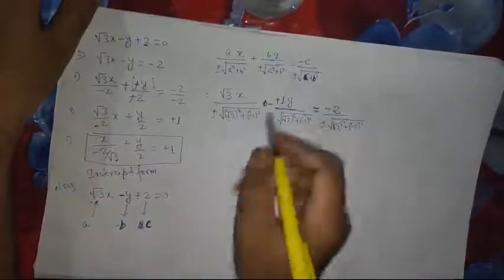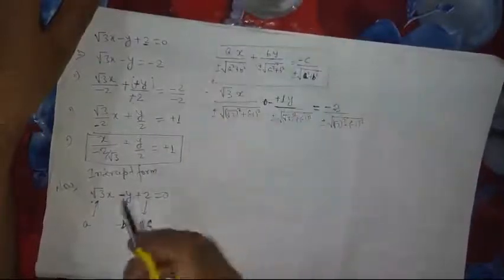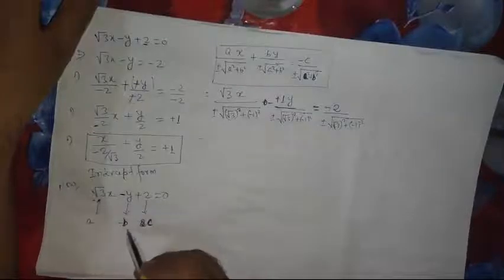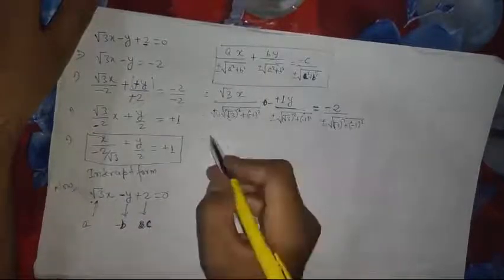If you don't just remember this form, it will be easy to know. Just see the equation and compare. a is this, b is this, and c is this. Just compare it out.